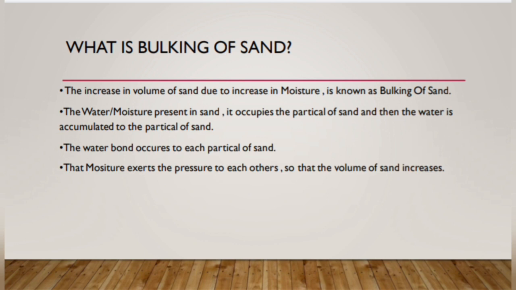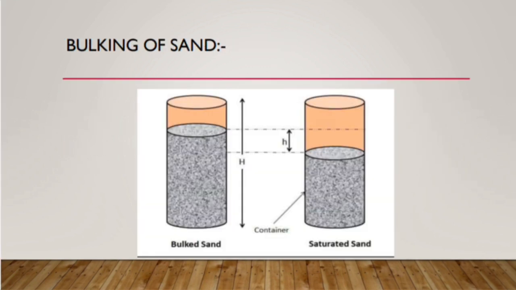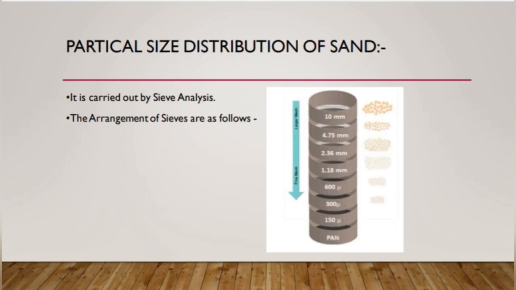What is bulking of sand? The increase in volume of sand due to the increase in the moisture present in the sand is known as the bulking of sand. If we are using bulked sand in the construction work, then we have to reduce the water cement ratio.